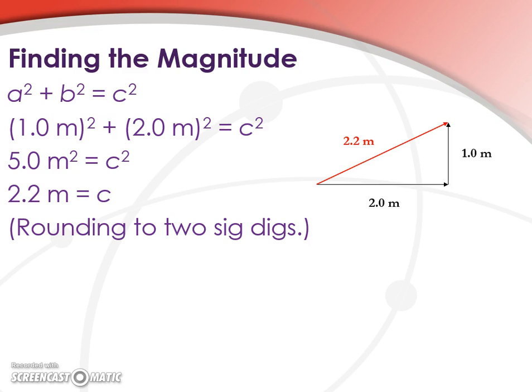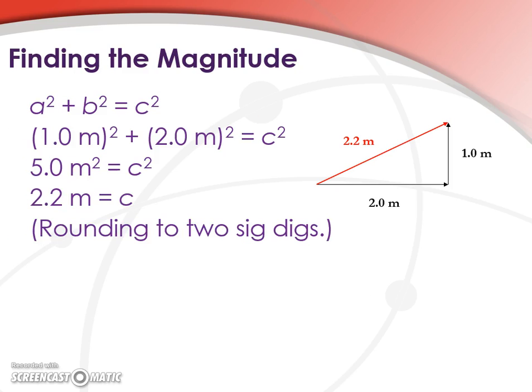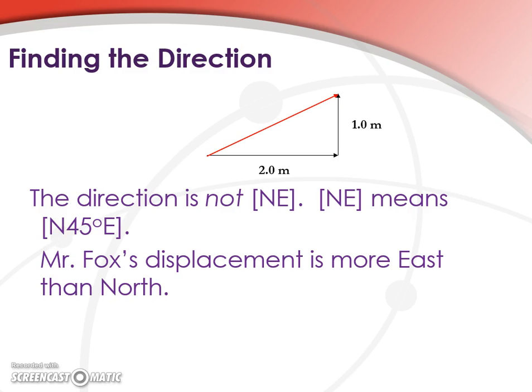The direction is really not much more difficult. We simply have to get that direction by using trigonometry. What we don't want to do is report northeast. Northeast is a very specific direction. It means north 45 degrees east and equally east 45 degrees north. So it's the direction directly between, or halfway between, north and east, and that is not this case. So instead, we'll use trigonometry to solve the problem.